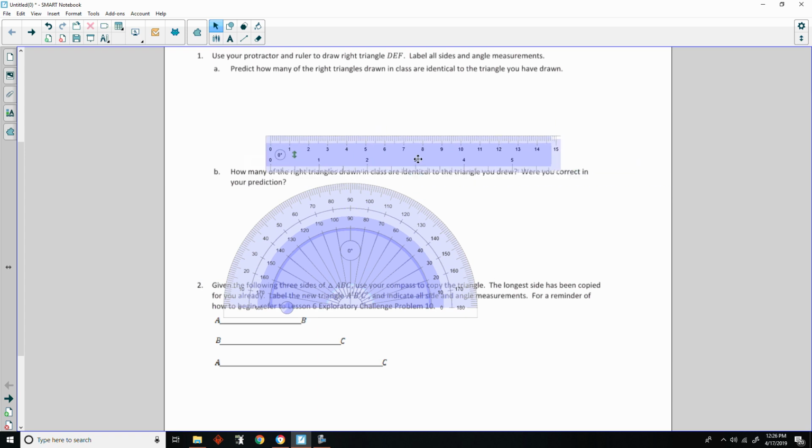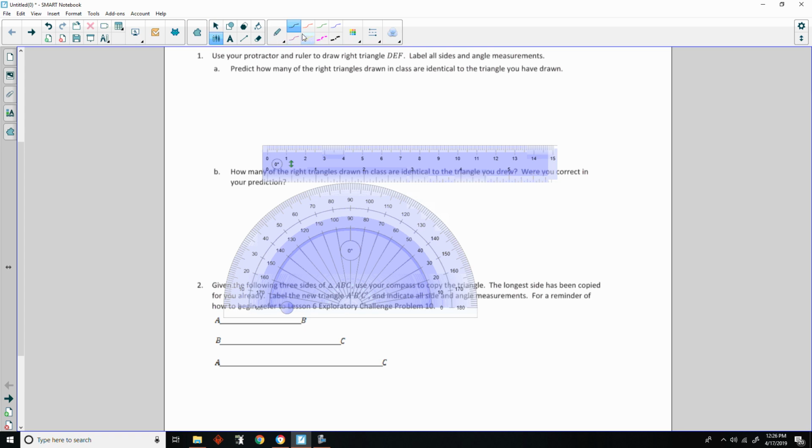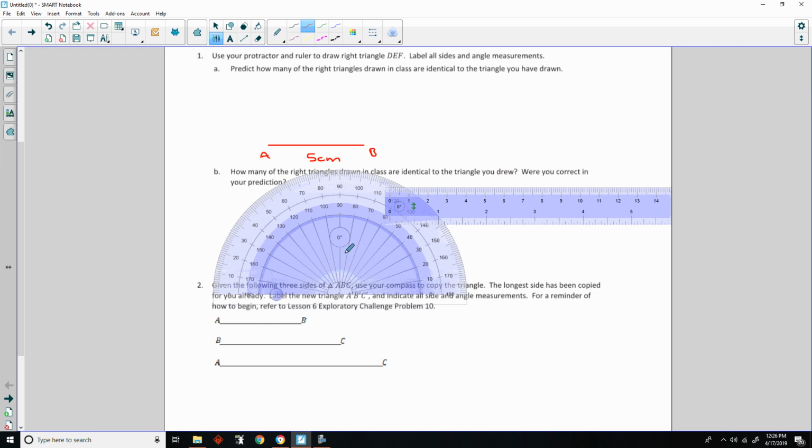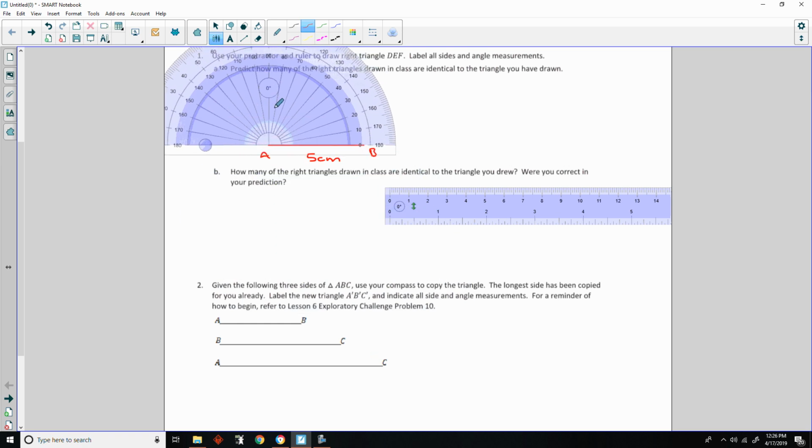So to draw a right triangle, we have to start with a side. I will draw a side from 0 to 5. So this is 5 centimeters. I'm going to call this A, and I'll call this B. I then take my protractor and I can either put it at A or B. I'll just put mine at A. And you need to make sure it's accurately placed.